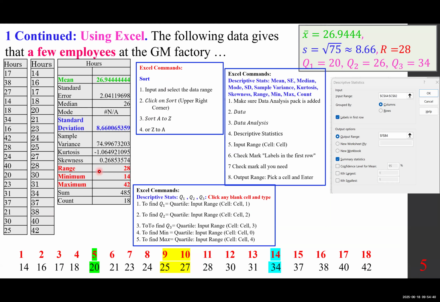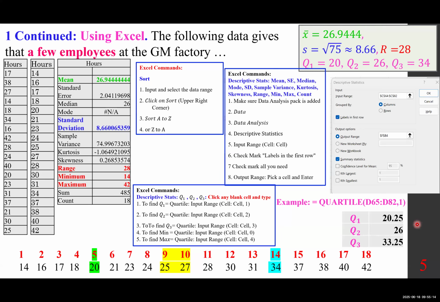Now, what about Q1, Q2, Q3? You have to go with this one. To find Q1, the first quartile, you put the cells and you put 1. If you put 2, it gives you Q2. If you put 3, it gives you Q3. If you put 0, it gives you the minimum. If you put 4, it gives you the maximum. So take a look. Example: quartile, D65 to D82. That's what I did. And then I put 1. And it gives me the numbers.